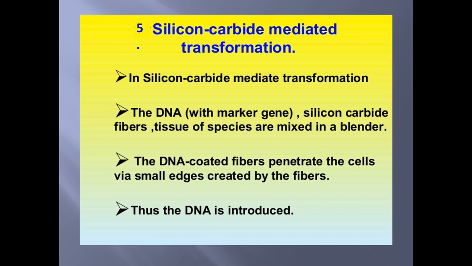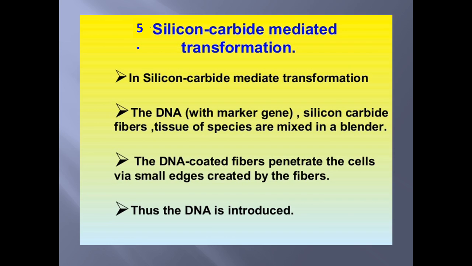And the last method of gene transfer or DNA transfer is the silicon carbide mediated transformation. In this silicon carbide method, the fibers which are made up of silicon carbide are used, and the size of these fibers is about 0.3 to 0.6 µm in diameter, and about 10 to 100 µm in length. The purpose of using these fibers is they are capable of penetrating the cell wall and the plasma membrane, so that they can easily deliver the DNA into the cells.